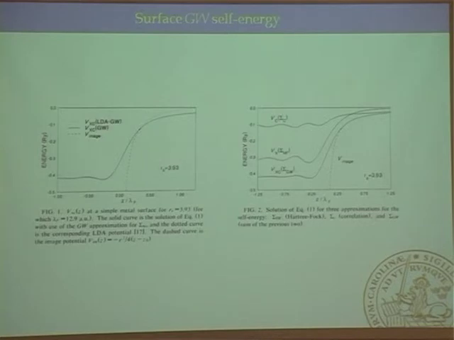The GW method has been applied also to surfaces. This is to illustrate that if you do LDA, you find that the exchange correlation potential decays exponentially outside the surface. That is of course not correct. It should go like 1 upon r of the image charge. And GW on the other hand gives you the correct behavior.